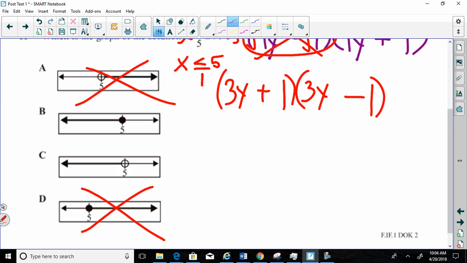And then see how this has a line underneath it? It's a closed circle and a solid line. Closed circle and solid line. If it doesn't have it, it's open circle and dotted line. So which one's our answer?